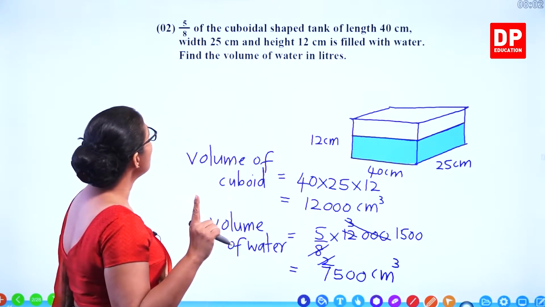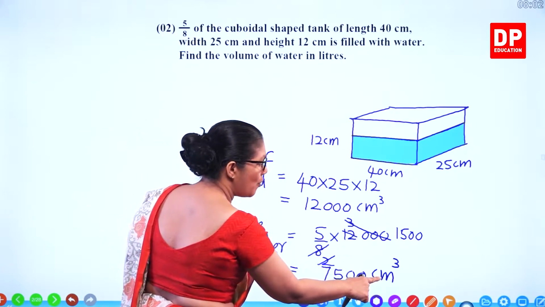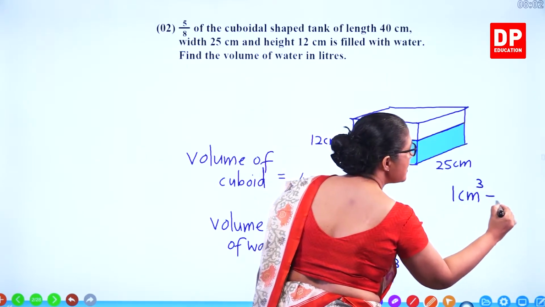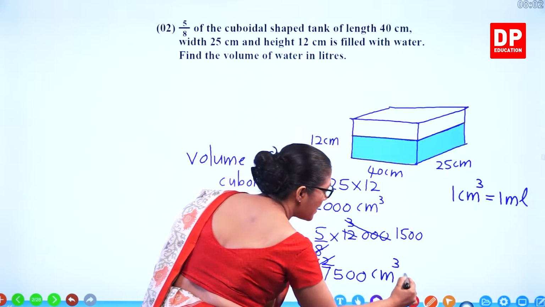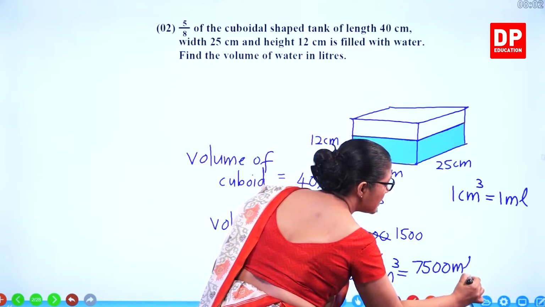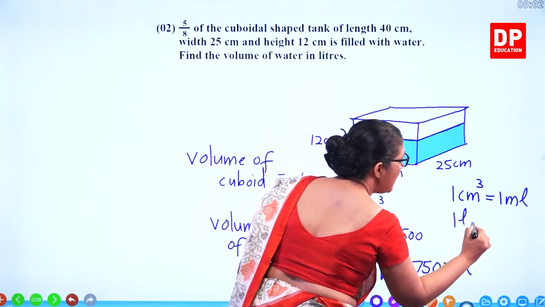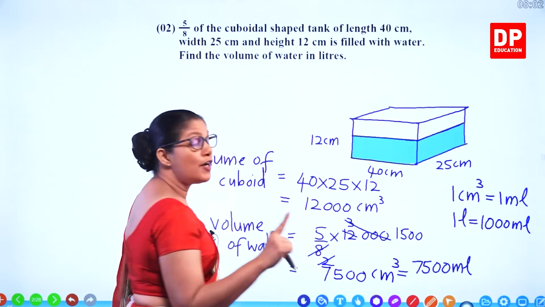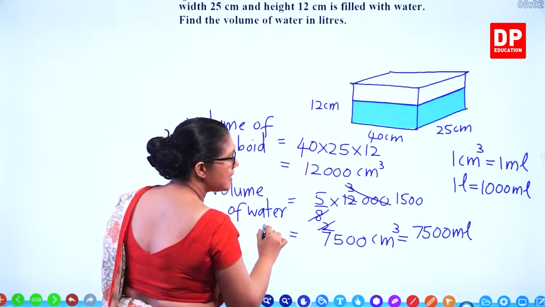Now read the question carefully. Find the volume of water in liters. So what's the relationship between cubic centimeters and milliliters? We know that 1 cubic centimeter is 1 milliliter. So this is the same as 7,500 milliliters. What's the conversion between milliliters and liters? 1 liter is 1000 milliliters. So to convert to liters, you have to divide by 1000.